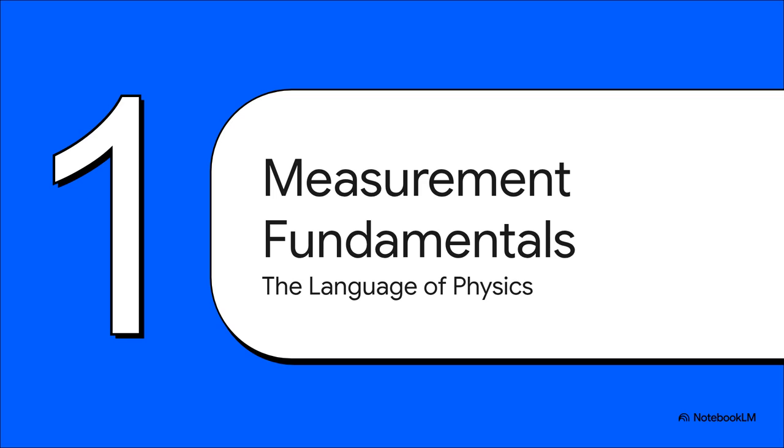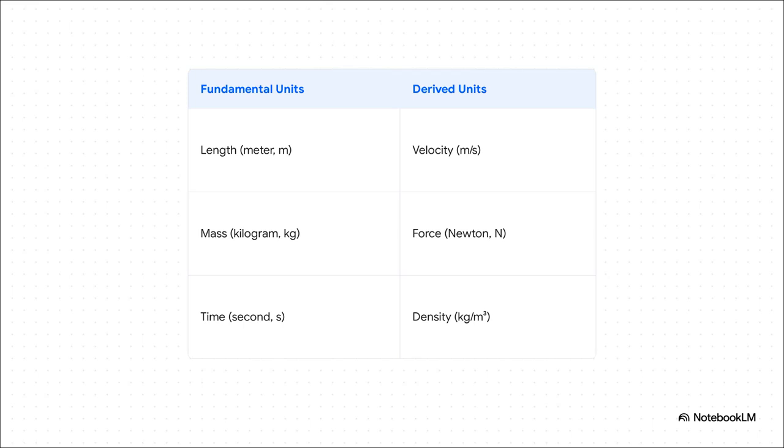All right, Section 1, the fundamentals of measurement, the language of physics. It's beautifully simple how the universe operates at its base. There are just 7 fundamental SI units in the International System, but we're going to highlight the big 3 right now: length in meters, mass in kilograms, and time in seconds. Think of these like your independent base Lego bricks. They can't be broken down any further.